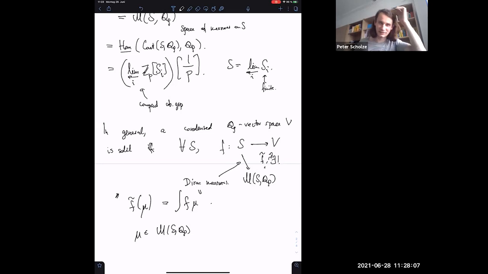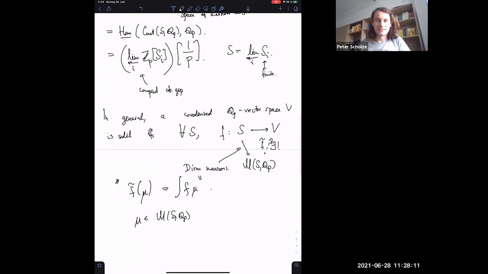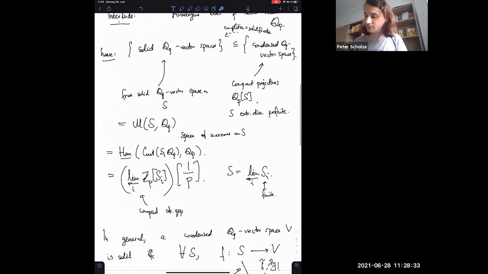So this already looks a little bit like functional analysis. So yeah, that's how we can define these solid Q_p vector spaces. So you ask that whenever you map some profinite set, or just an extremely disconnected one, it doesn't matter in the end, you can even really map the whole space of measures on this space. Okay.